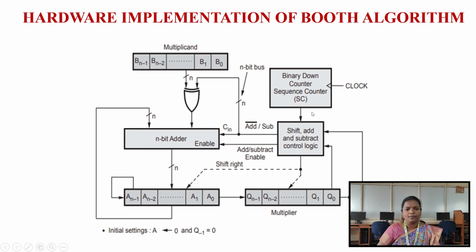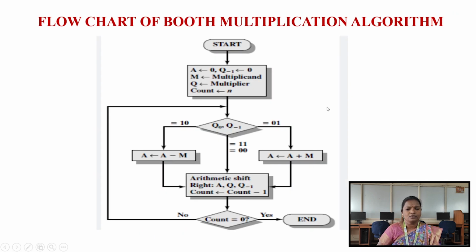Now we will see the flowchart for Booth algorithm. We have 4 registers: A, Q, M and Q minus 1. Q register stores the multiplier, M register is used to store the multiplicand, and once after performing the shifting operation, the result is going to be stored in the A register. Initially the A register and Q minus 1 register will be 0 and count will be N. N is nothing but the number of bits in both multiplicand and multiplier. If the number of bits in multiplicand and multiplier is 4, then the count will be 4.